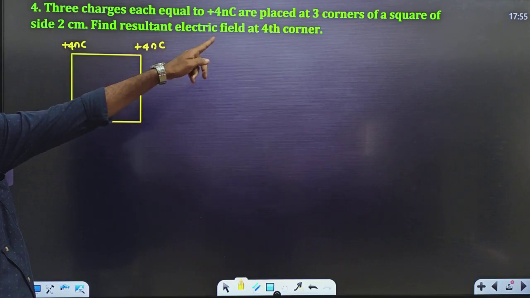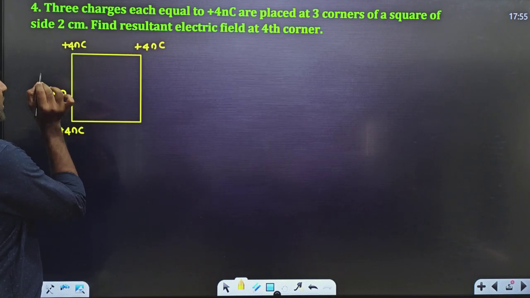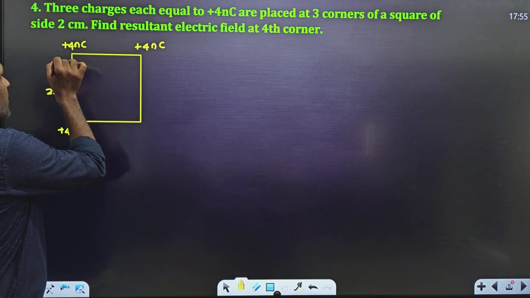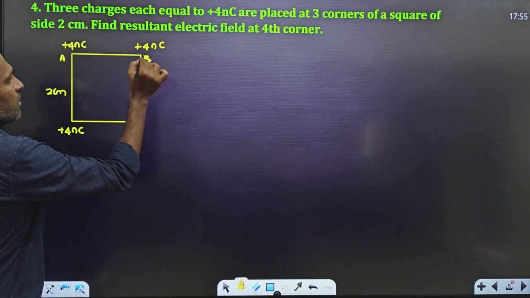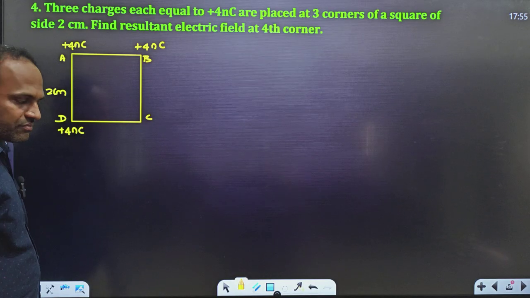Find the resultant electric field at the 4th corner, they are asking. The side of the square they have given as 2 centimeter. Let me name the square. It is A, this is B, this is C, and this is D. We want to find the electric field at C.